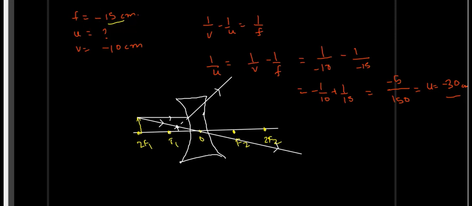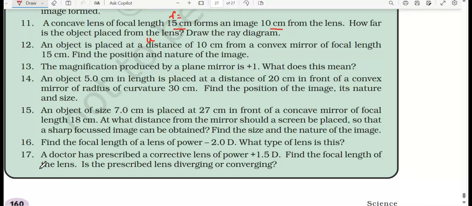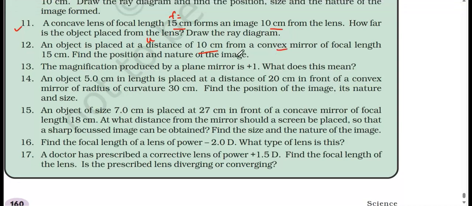Now let us move on to the next question. We just did question number 11, right? Now we'll do question number 12. An object is placed at a distance 10 centimeter from a convex mirror this time. So your object distance is given to you, and focal length is given to you. You have to find the position and the nature of the image.